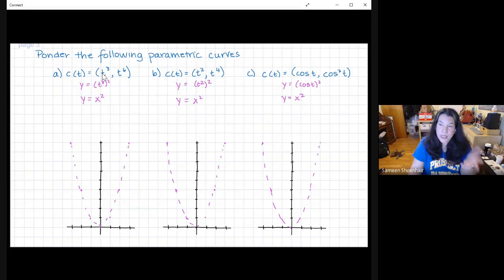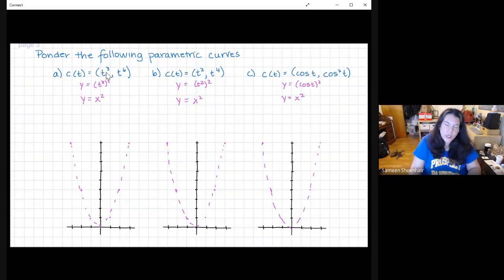So if the domain of t is all real numbers, then the range for x is still going to be all real numbers. So x can be anything, but y, since it's t to the sixth power, an even power, is going to be a positive value. That makes sense, because here we can see on this parabola, x is all real numbers, but y is only going to be non-negative.